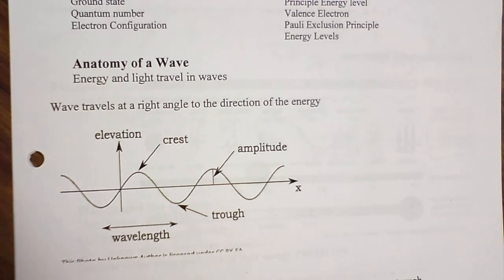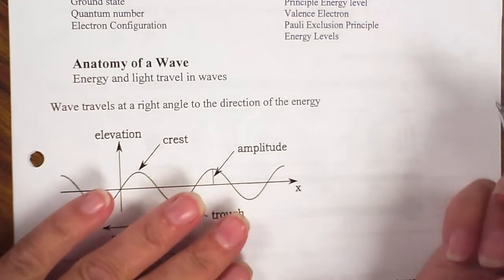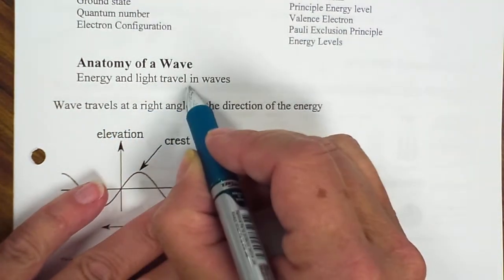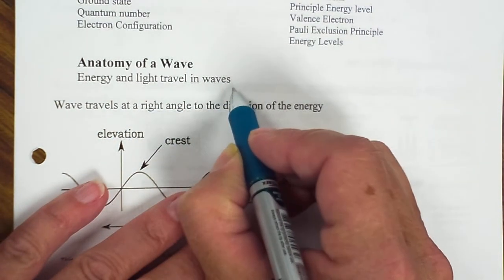This is the electromagnetic spectrum wave. And most of this you should have covered in middle school, so this should be mostly a review. We're going to go through it pretty quickly. All right, so we're going to start with energy and light travels in waves.